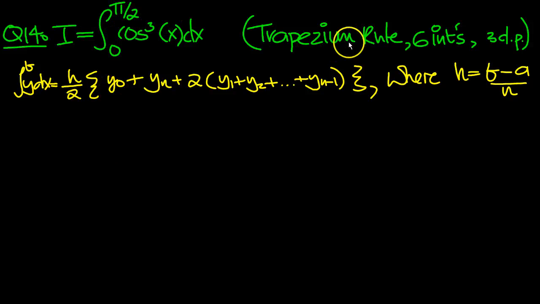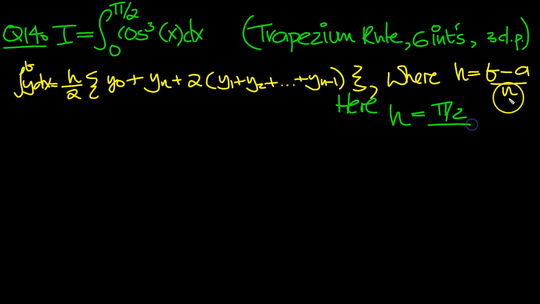Evaluate this integral using the trapezium rule with 6 intervals to 3 decimal places. So let's get the h value first then. So here h is equal to b minus a, pi over 2 minus 0, which is just pi over 2, divided by the number of intervals, which is 6. Pi over 2 divided by 6 is pi over 12. So that's how much we increment by through the ordinates.